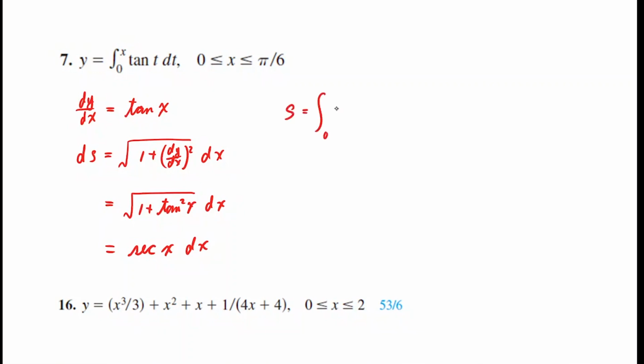Then we can say our s is the integral from 0 to pi over 6 of our ds, which is secant x dx. You get it? Do you remember how to do this one, or do you want me to review this thing one more time? This thing turns out to be ln. Who wants to see it? Okay, assuming you all know this, then from 0 to pi over 6.